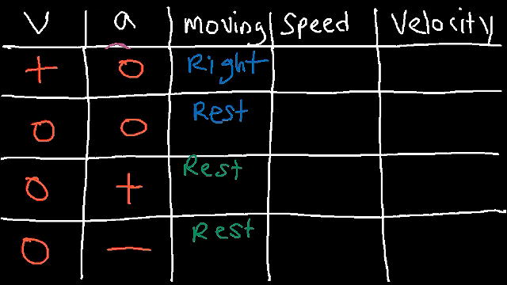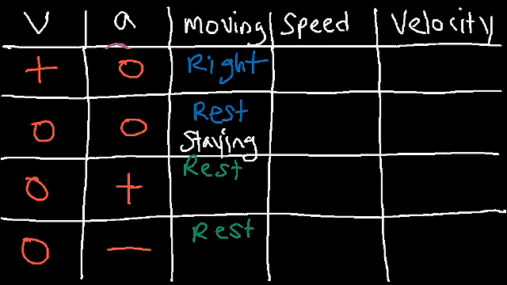Now let's focus on the at rest part. What is the difference between the velocity and acceleration both being zero compared to when the velocity is zero but the acceleration is positive? What is the particle doing under these circumstances? When velocity and acceleration are zero, the object is at rest and it's staying at rest. It's just going to stay there. It's going to sit there.